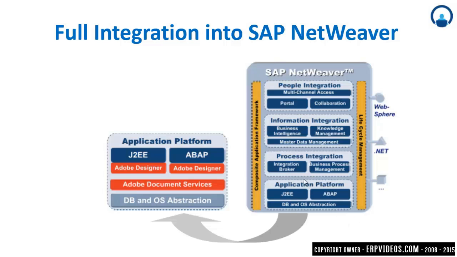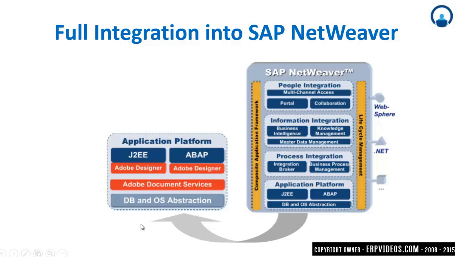So here the application platform, which has been connected to the Adobe Designer, is divided into two parts. One is the Java part, another is the ABAP part. Under the ABAP part we have the ABAP Workbench, and under the Java part we have Web Dynpro. So this is the fully integrated part from the SAP NetWeaver to the Adobe Forms.